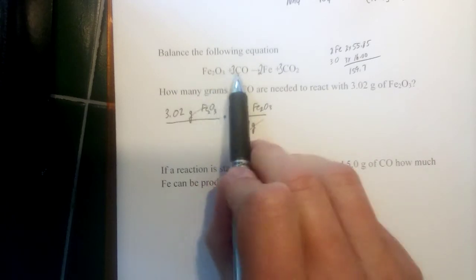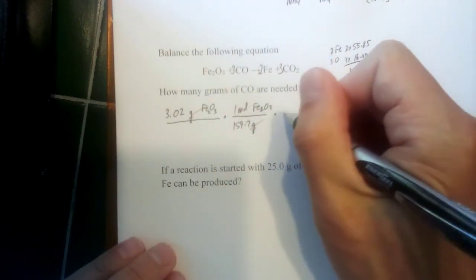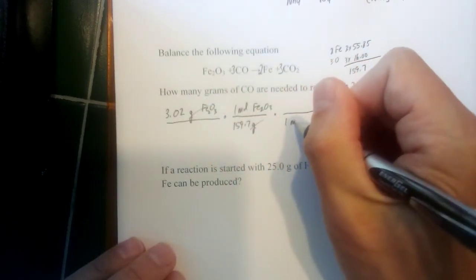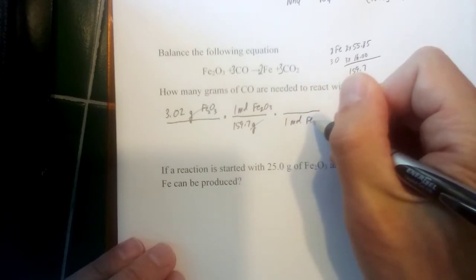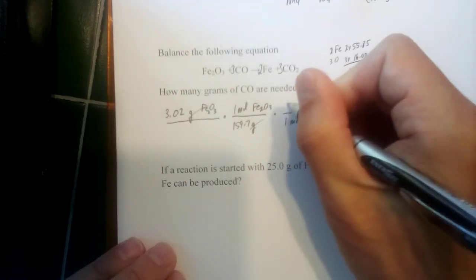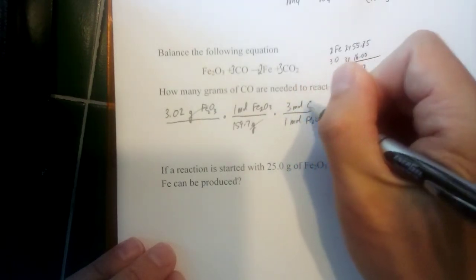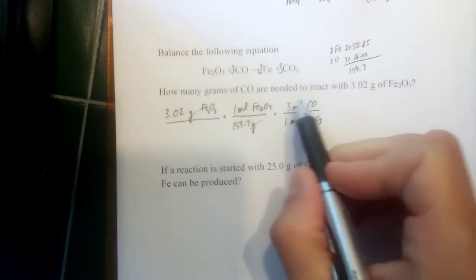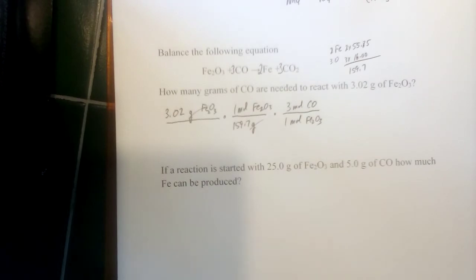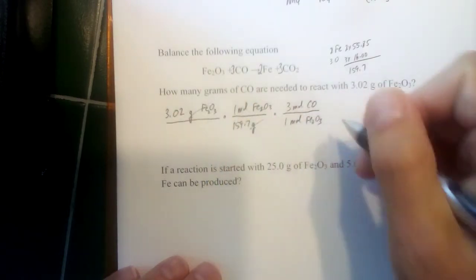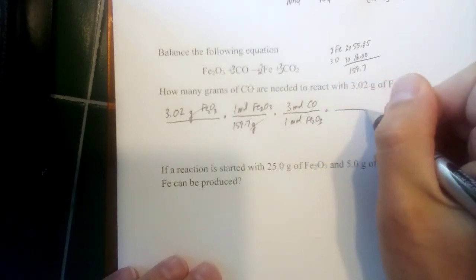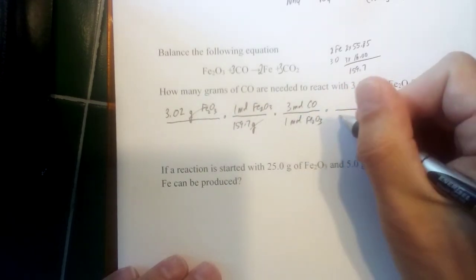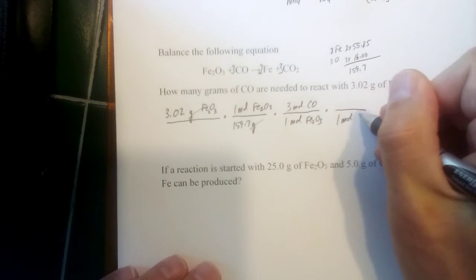Now that means I can look at my equation, because my equation tells me for every 1 mole of the iron 3 oxide that reacts, 3 moles of carbon monoxide are going to react. This allows me to change my units to moles of something different, the carbon monoxide, right? And then I would just need one more step to get to grams of carbon monoxide, and that will be molar mass again of carbon monoxide in this case.